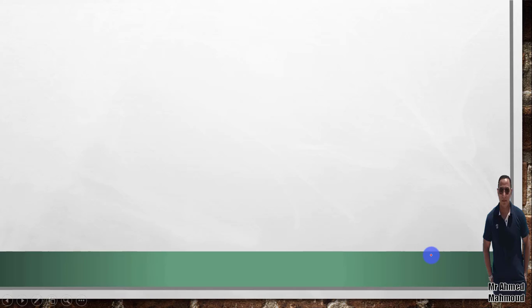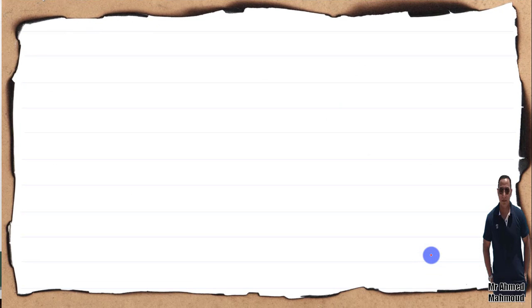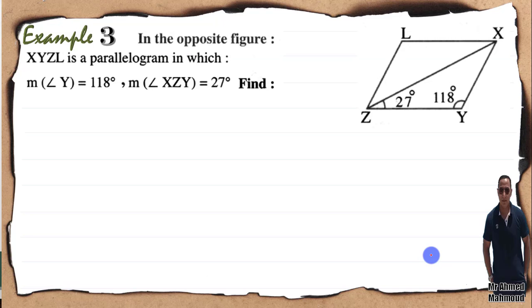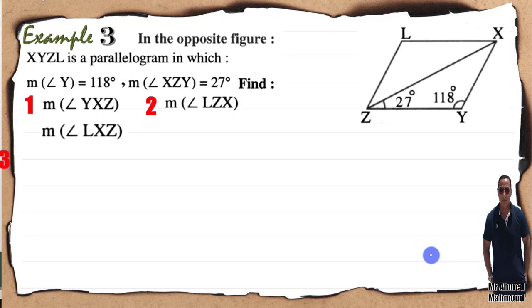The next question. Example number 3. In this example we have 4 requireds. XYZL is a parallelogram. Find the measure of angle YXZ, this angle. YXZ equals 180 minus 27 plus 118 equals 35 degrees. This angle equals 35 degrees.